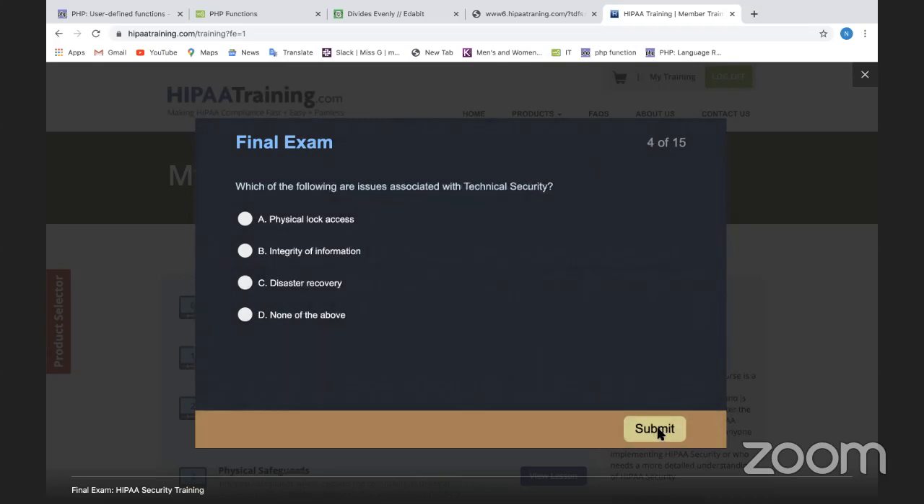Yes, next. Which of the following are issues associated with the technical security? Ikkinchisi. Yep. Negative bo'ladi. Disaster recovery bo'lmaydi technical.